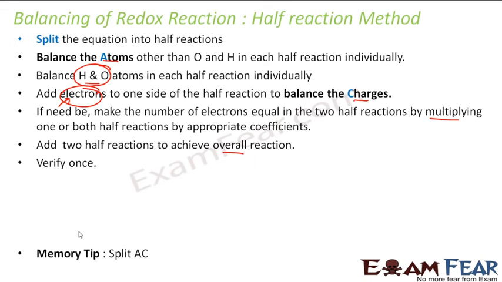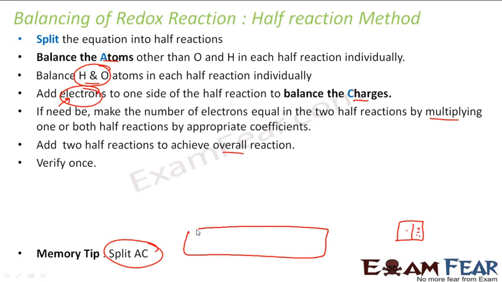To remember this, the memory tip is very easy: split AC. There are two kinds of AC in the market. One is the window AC, which sits in the window pane, like this. I can draw the picture. Then there is a split AC, which is a little long, something like this. This is split AC, and this is window AC. Split AC is a very common term, a kind of AC. So if you remember the term split AC, you can remember this whole method.